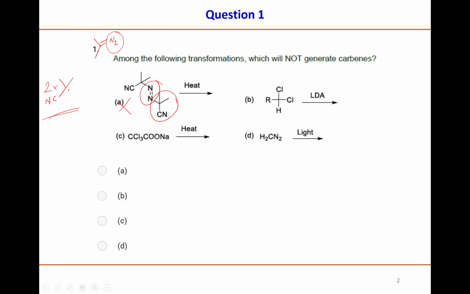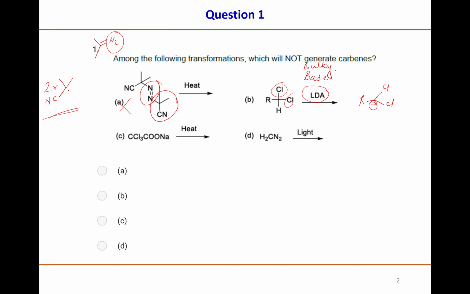Now talking about option B, we can see here we have Cl and LDA. LDA is a base, right? A bulky base. Why is it a bulky base? Because of its size. LDA is a very large size, that's why it is a bulky base. It will act as a base, so it will abstract the proton. So after the proton abstraction, what will happen? It will become negative, right? So this is also not generating the desired carbene moiety, right?